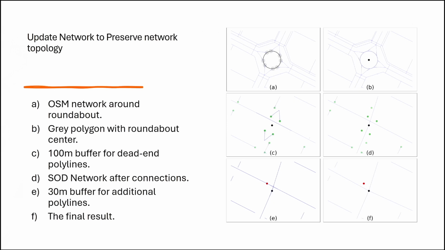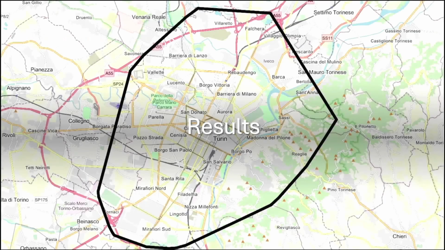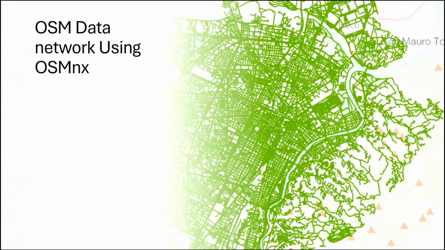And that's the end of the methodology. Those are the main things around the methodology. And let's go now to the results. So our results are focused, of course, on Torino in Italy. And here we can see the first road network without any processing, just using OSMnx to download it onto the local computer.